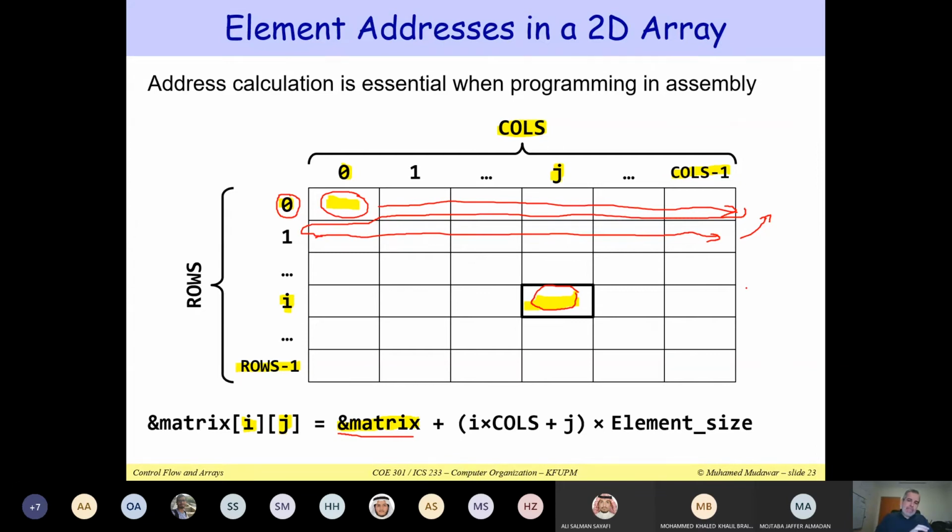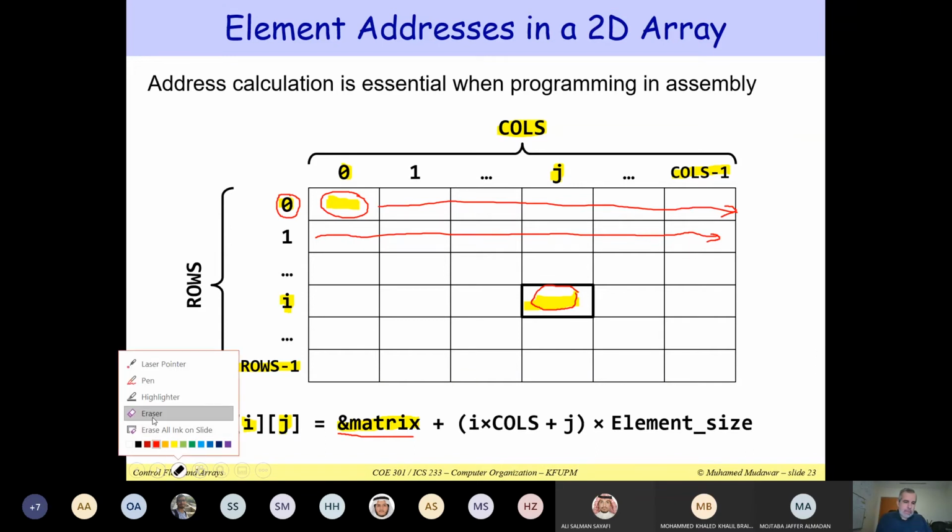So the way the 2D array is stored in memory, it's stored like a 1D array, row by row. Let me clean up here a little bit. Basically, we are storing it row by row, starting at row 0, then row 1, and so on. We call this row major order. Any question about this?